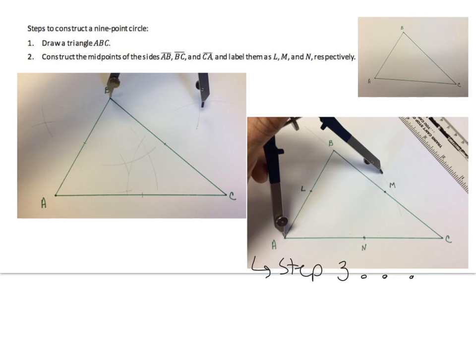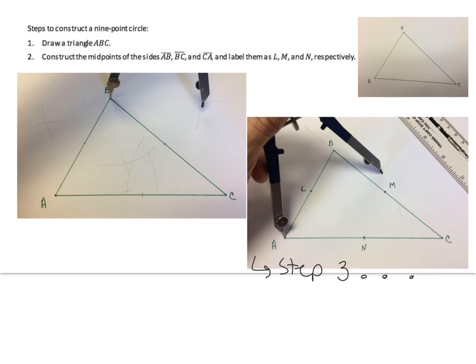All right, so steps to construct a 9-point circle. First, draw a triangle ABC. Any triangle. I wouldn't make it a right triangle, but any scalene triangle. So we've got ABC. First, we're going to construct the midpoints of the sides AB, BC, and CA.